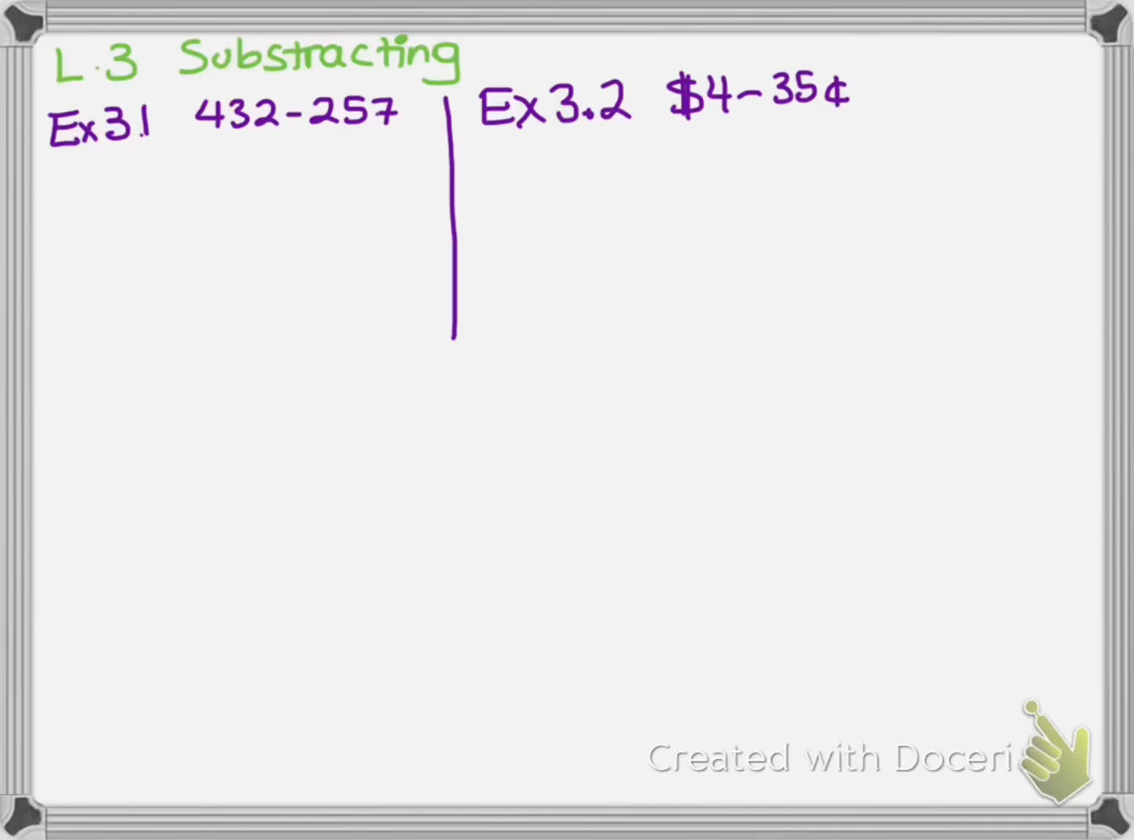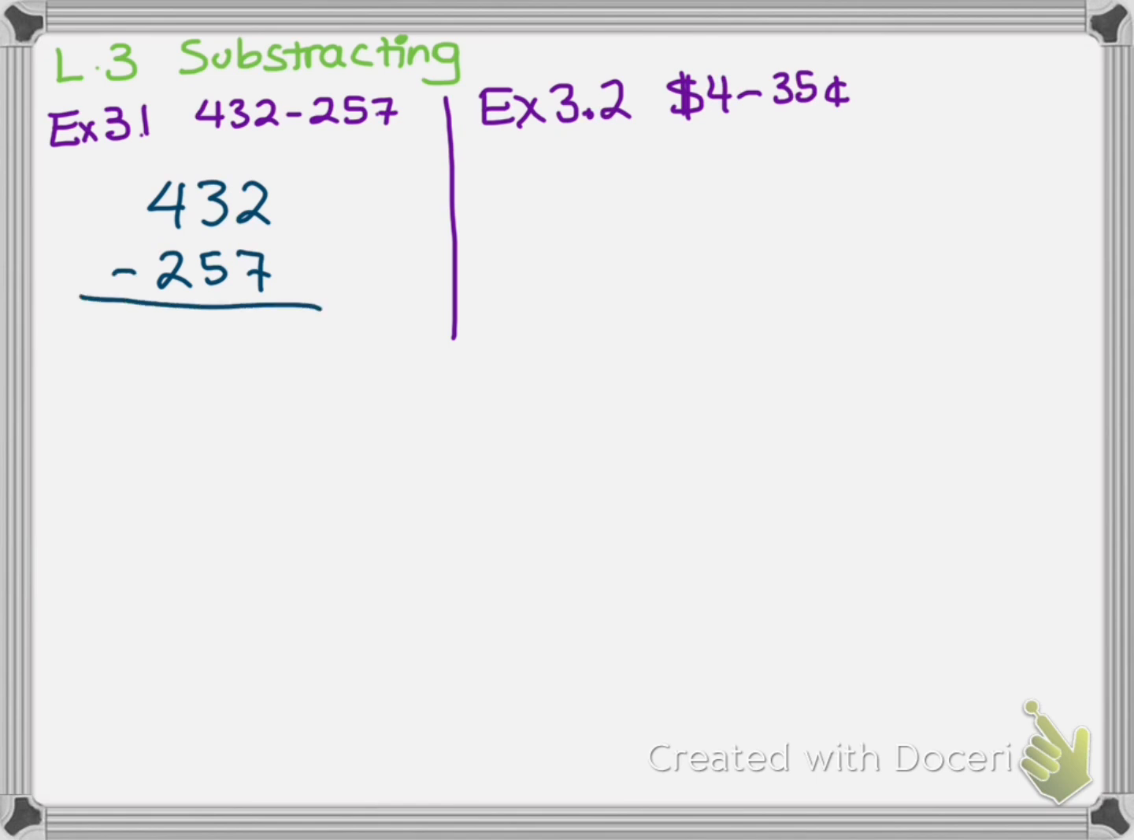Hello, today we're going to do lesson 3, which is just a review on subtracting. I know you guys know how to do it. The main thing that you have to remember is that you have to align each number or each digit with the place value. So we start by passing this horizontal subtraction to a vertical subtraction.